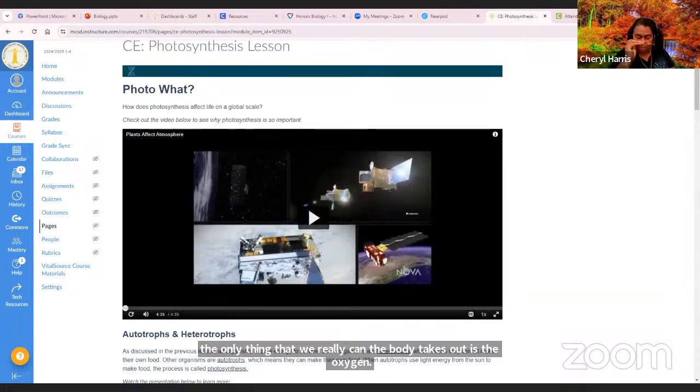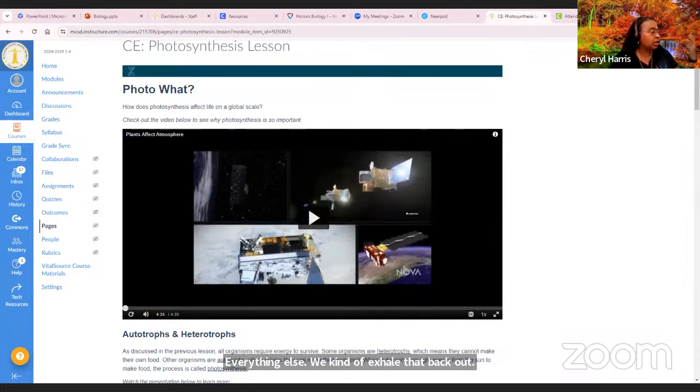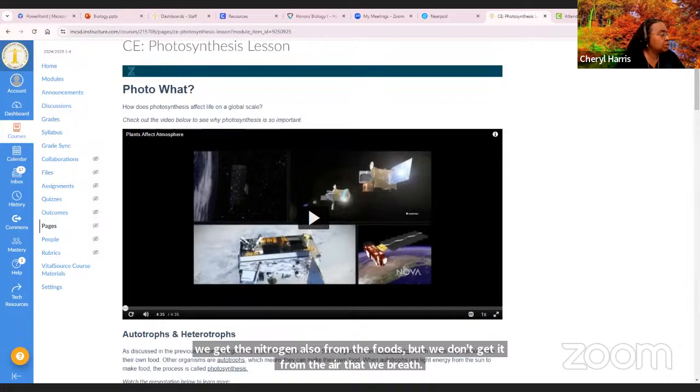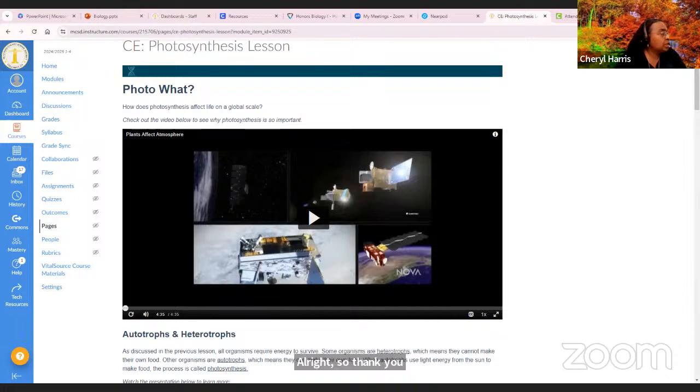And we get our other gases from someplace else. We get our carbon from the foods we eat, and we get the nitrogen also from the foods we eat, but we don't get it from the air that we breathe. All right. So thank you. Let's go back. So that was Piper. Malik: the plants gather sunlight and convert it into sugar energy for growth and then expel the oxygen. Okay, that's the process of photosynthesis.